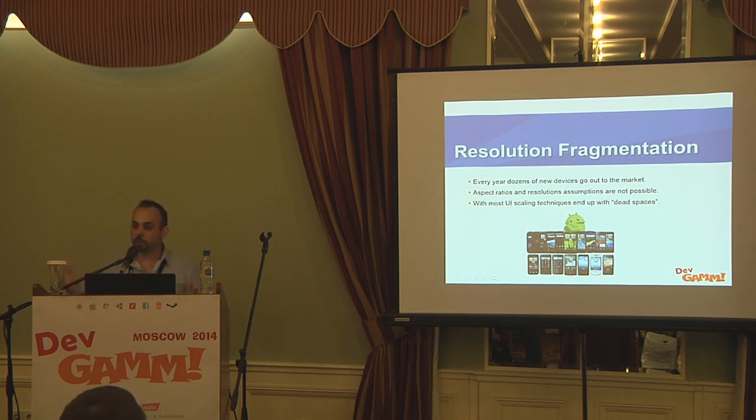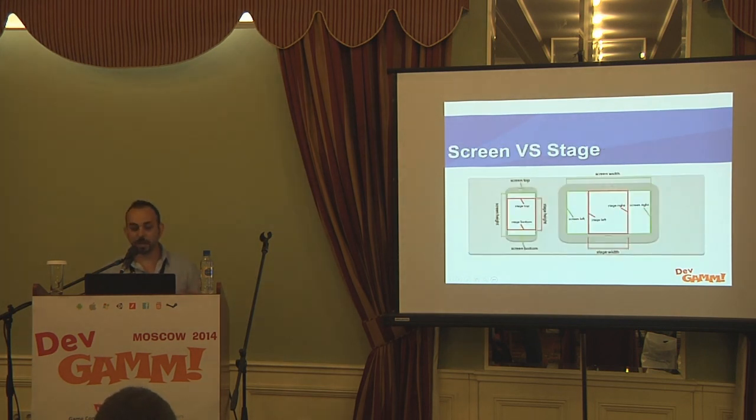The problem with most UI scaling techniques is that you end up either with dead spaces or distorted graphics, and we don't want that. So with Gingee, we have what we call the Liquid UI. Liquid UI helps you create true cross-platform applications that actually scale themselves without dead spaces or distortions. What we do is distinguish between stage and screen.